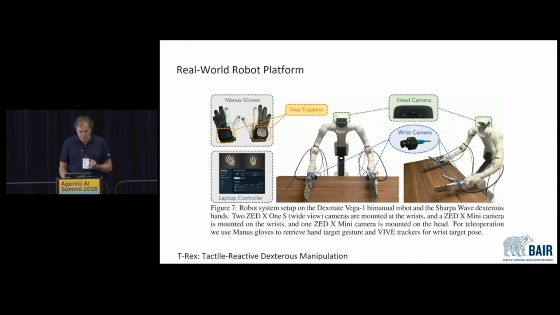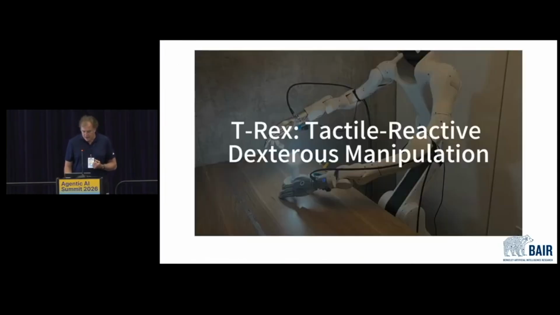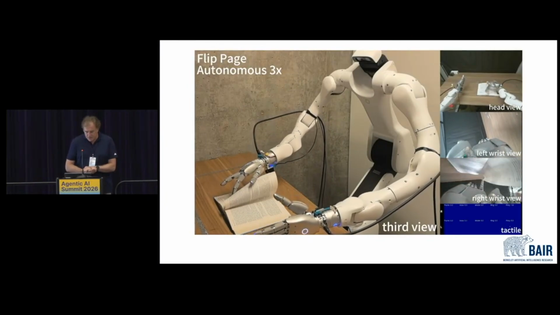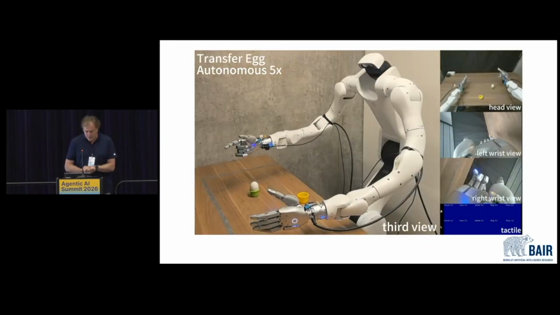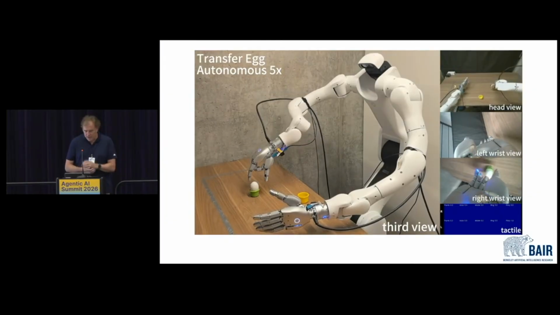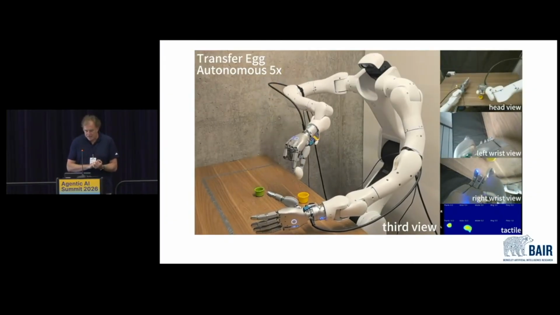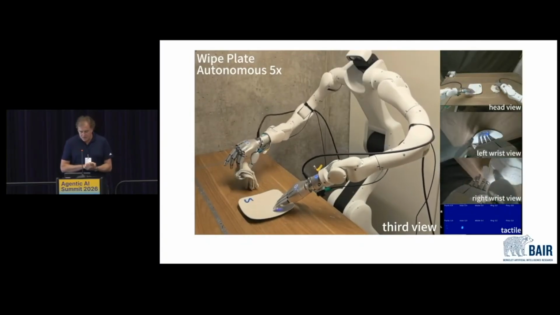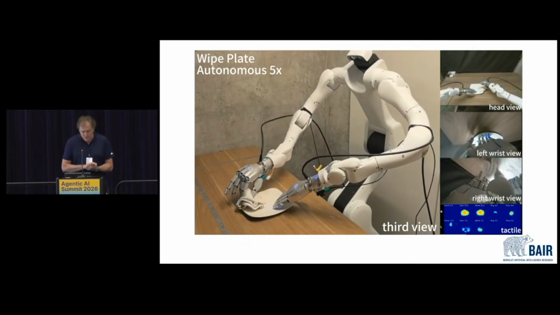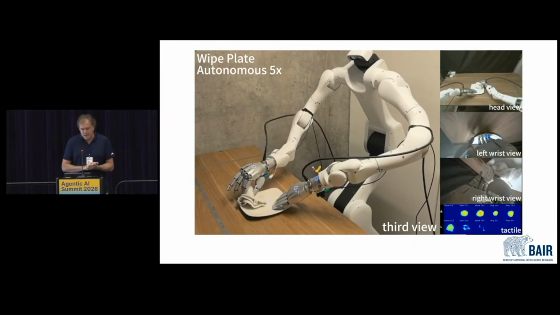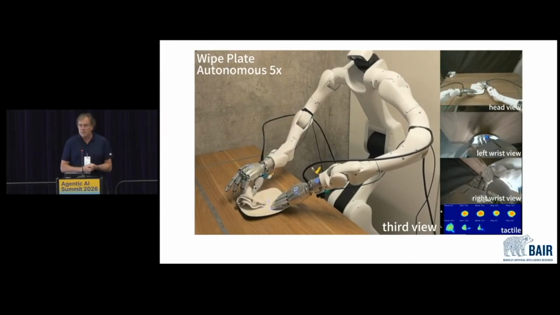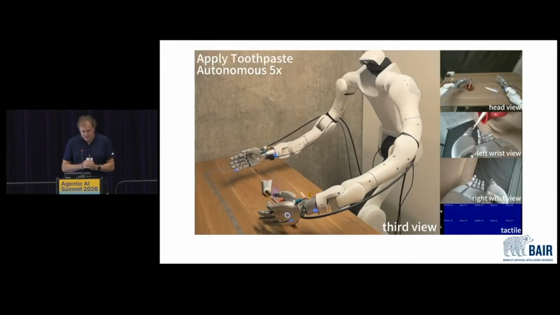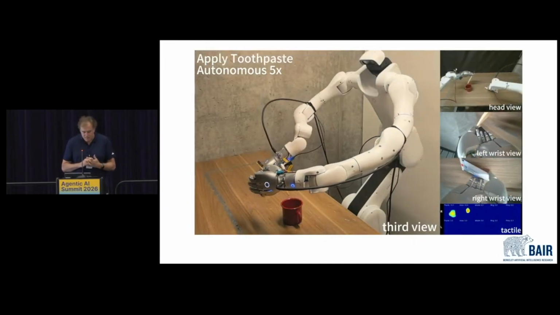This is our platform. And here's an example of our performance. So you can see we have two Sharpa hands, we have cameras mounted on the head and the wrists, and you can see the readout of the tactile sensors in the lower right tile. And we can do tasks that previously were impossible for previous approaches that didn't have tactile reactive policies.